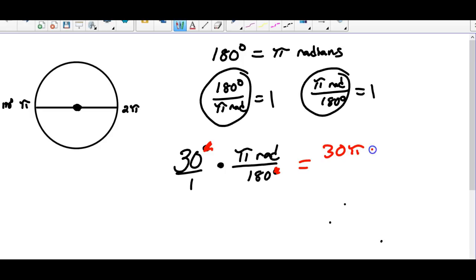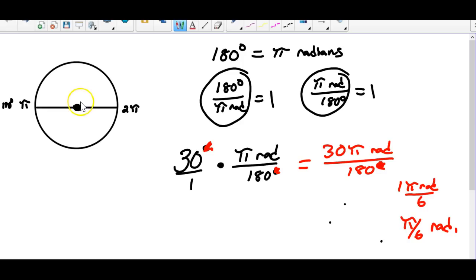So if I put pi radians over 180 degrees right here, the degrees will cancel out, and I'll get 30 pi radians over 180 degrees. And now I just need to reduce this thing down. So notice 30 over 180 is, oh, the degrees canceled, didn't it? 30 pi radians over 180. The 30 over 180 becomes 1/6. So you end up with 1 pi radian over 6. Or we just say pi over 6 radians.